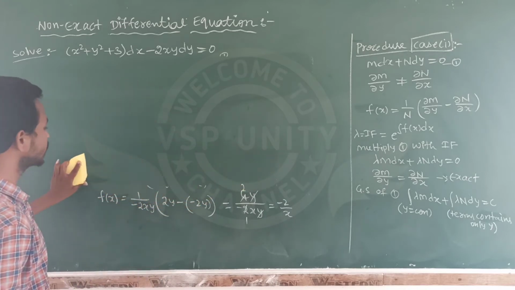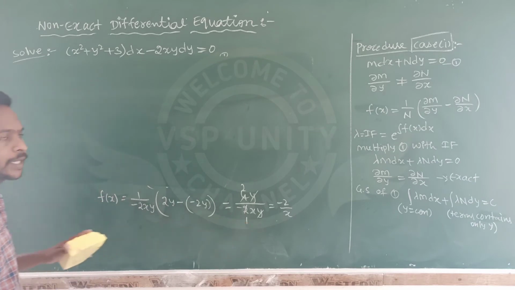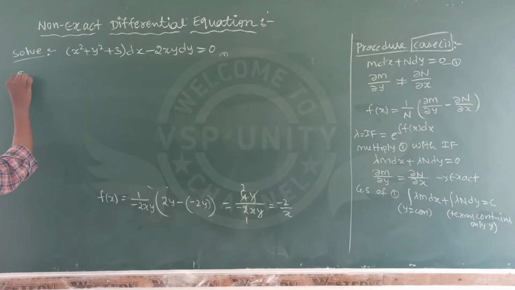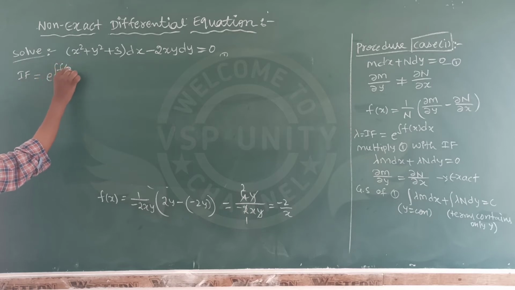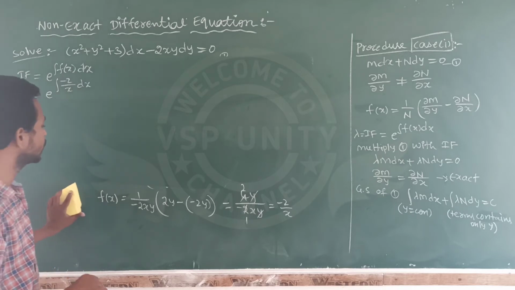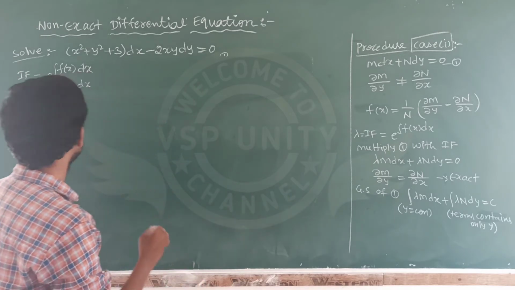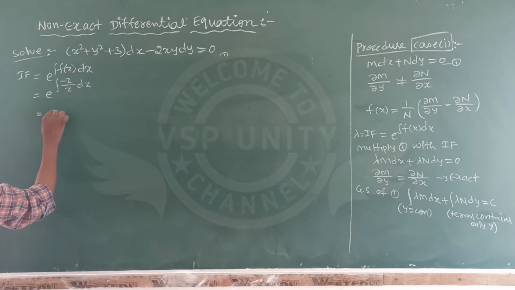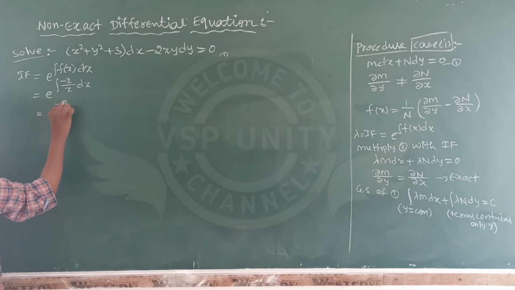So we got f of x value as 1 minus 2 by x square. Now see, integrating factor is equal to e power of integration of f of x dx. That is e power of integration of minus 2 by x dx. So this is an integrating factor, equal to e power of minus 2 log x.